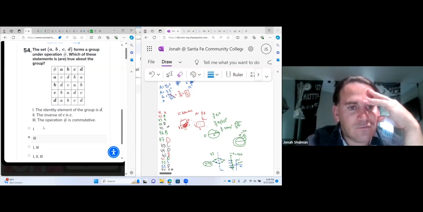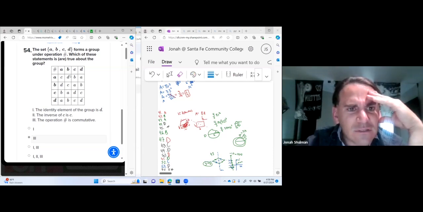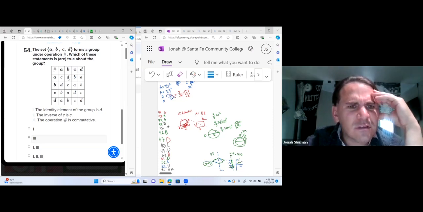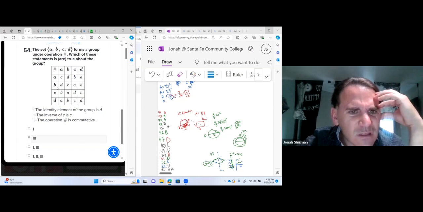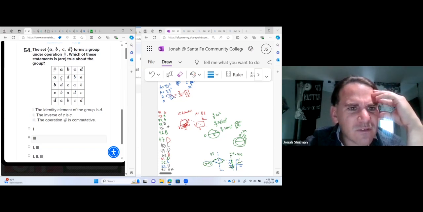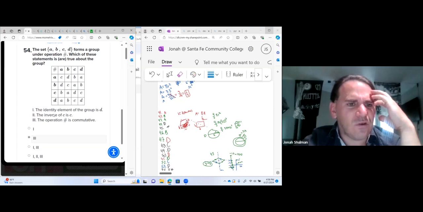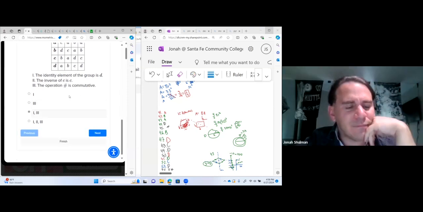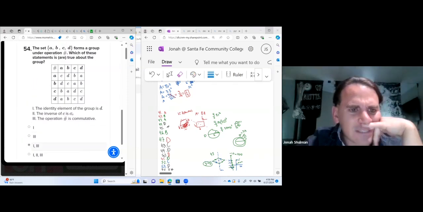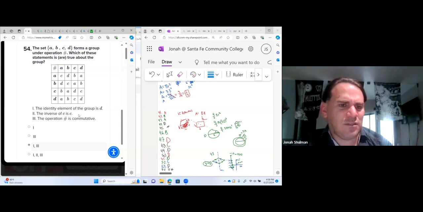So we have, no, I feel like it'd have to be D's across the board for it to be the identity. D times D is itself. Is C times C itself? Is B times B itself? Oh, no, it is. So I'm going with 1 and 3 because it's being multiplied by itself. And 2, the inverse of C.